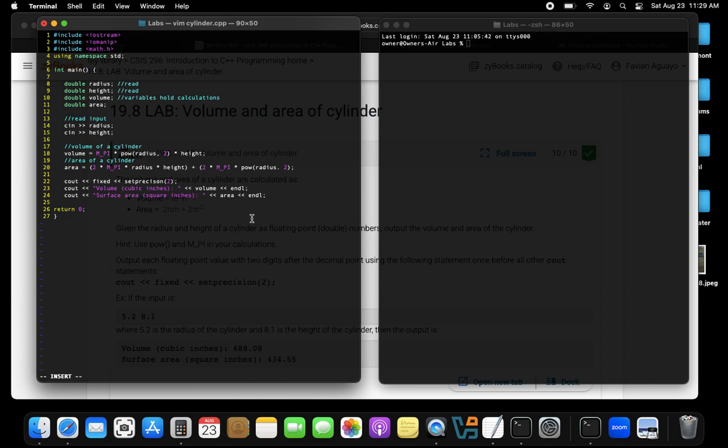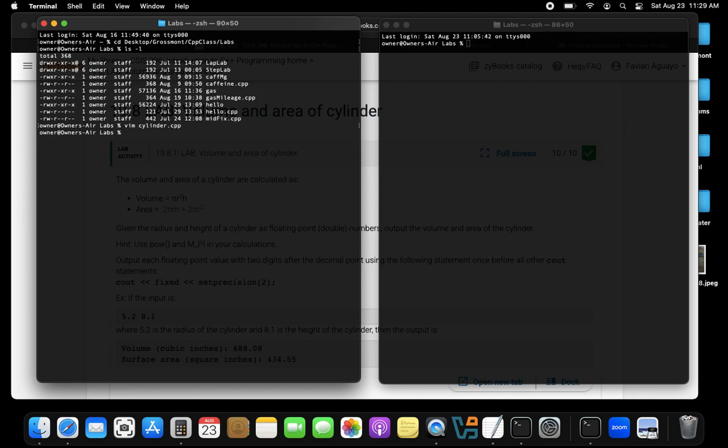Alright, so let's save this. I'm going to run over here. So we're going to use clang++. It's called cylinder.cpp. Now we're going to turn it into an executable. So -o, we'll just call it cylinder. Right? Enter.